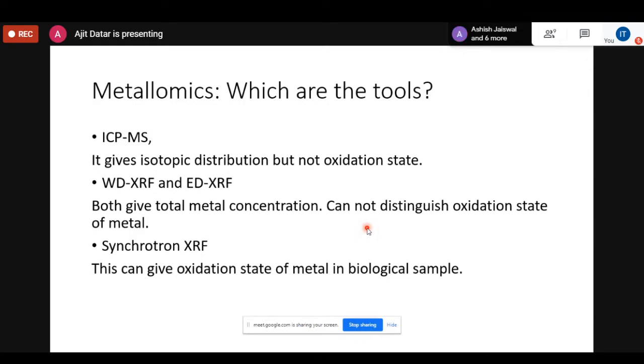The other techniques which I have described above, ICP-MS or wavelength dispersive XRF or energy dispersive XRF, can give you total metal concentration. So when you try to measure iron, Fe, it will just give you total Fe. It cannot say whether Fe is in divalent or trivalent state. Now, there are many metals which can have multiple oxidation states, and the oxidation states cannot be measured by these two equipments. For that, you require some new equipment which is called synchrotron XRF.